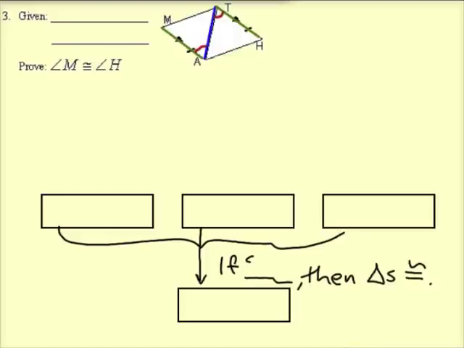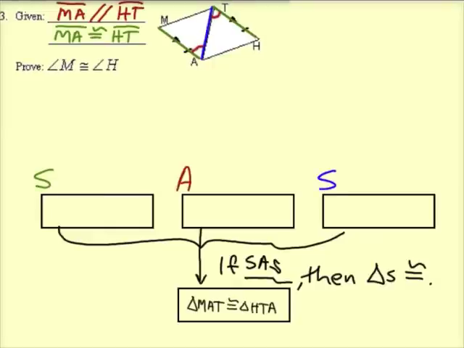So we're dealing with side, angle, side. So let's piece this together. First, we know MA is parallel to HT, and we also know that MA is congruent to HT. All right, so let's talk about those green sides. We know MA and HT are congruent, and that's given information.